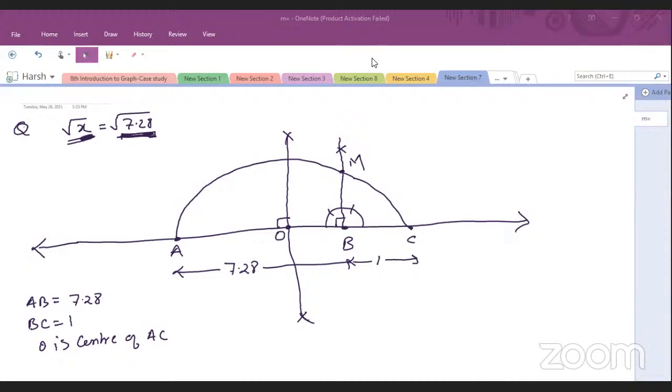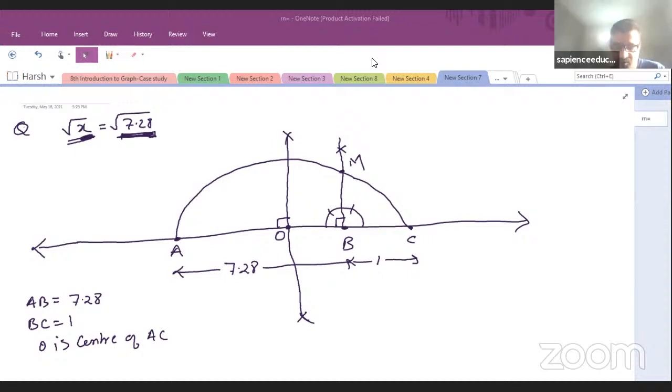Can you hear me now, sir? Yes, Kavya, I can hear you. Go ahead from here. Sir, B to C. B to C will be under root 7.28, correct? Kavya, respond back. Sir, there's some network issue. Can you hear me, sir? I can hear you. So B to C is 7. Wrong.